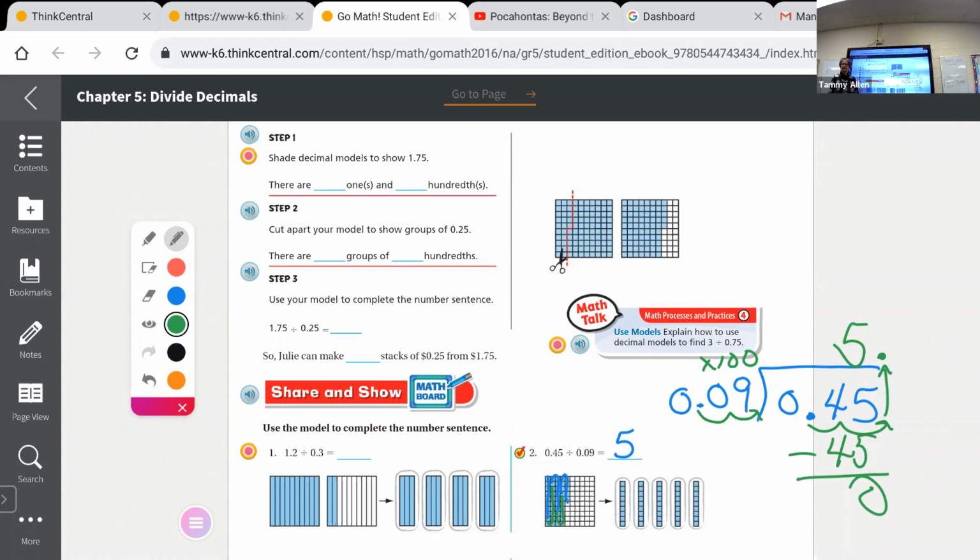Can these have remainders? Our problems that we are going to work will not.